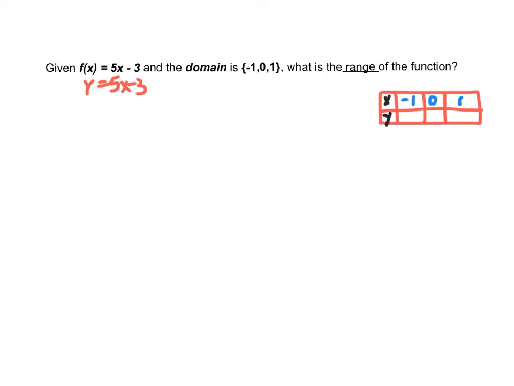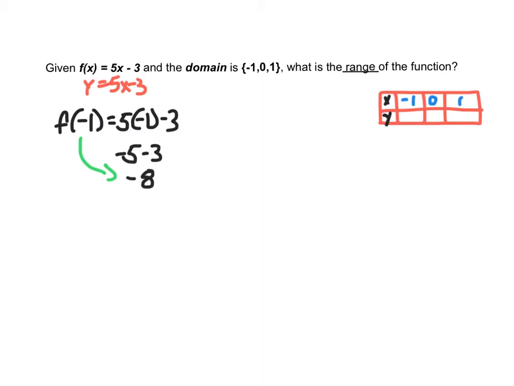We're going to find f of -1, and it's going to equal 5 times -1 minus 3. Now we just have to work this out. So 5 times -1 is -5. And -5 minus 3 is -8. So f of -1 is -8. So we're going to come over here and we're going to put -8.